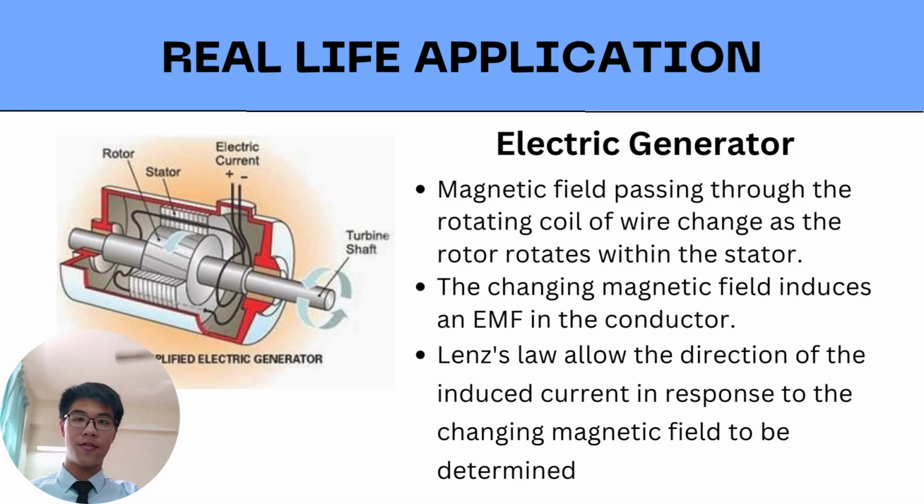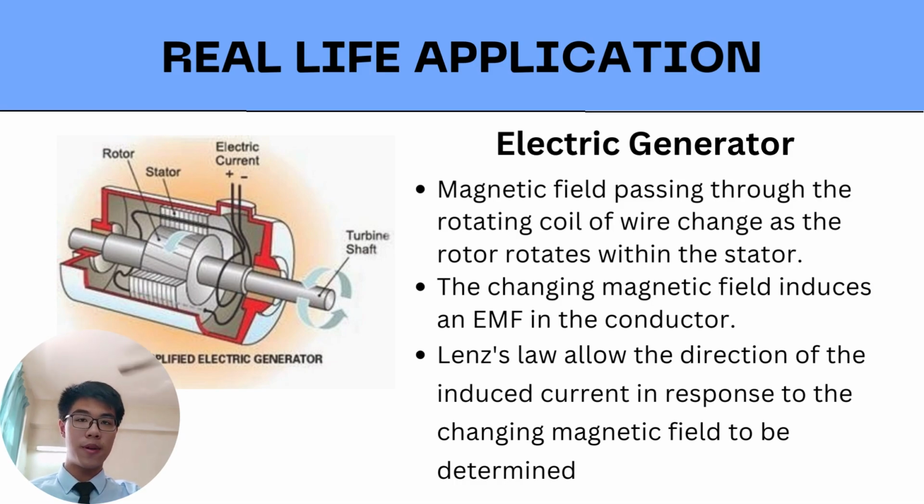The second application of Lenz's law in real life is in the electric generator. Generally, an electric generator consists of a rotor, which is a coil of wire, and a stationary magnetic field generated by the stator, as shown in the image. The rotor of the electric generator is connected to an external mechanical energy source, such as a turbine or an engine, that supplies the necessary rotational energy to the generator.